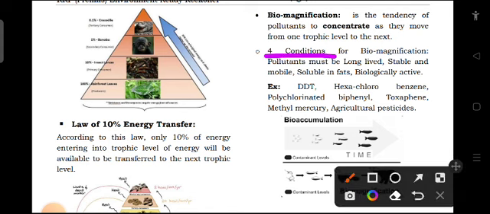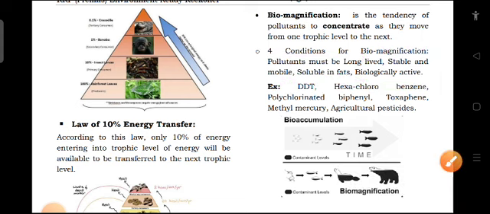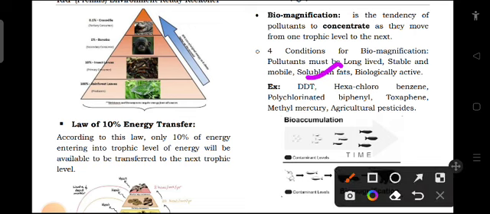So 4 conditions are there for biomagnification. The pollutant must be long-lived, so it will increase, and it must be stable, mobile, soluble in fat. It should not be soluble in water, and biologically active. These are the conditions for biomagnification. If a pollutant has all these features, then it will increase the biomagnification. For example, DDT, hexachlorobenzene, polychlorinated biphenyl, toxaphene, methylmercury, agricultural pesticide.